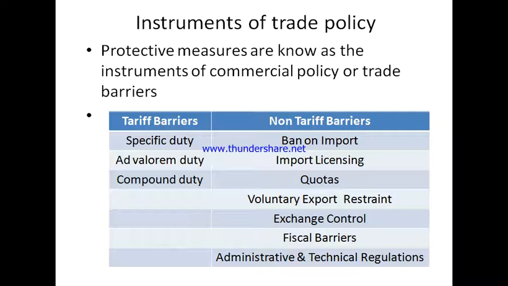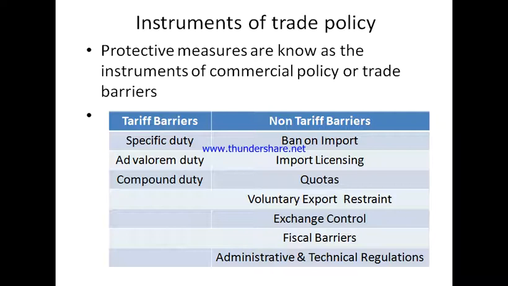Then import licensing, that India uses. In this, we control the total volume of import, and export of certain products may also be regulated through licensing. Without licensing, you cannot import that particular good.